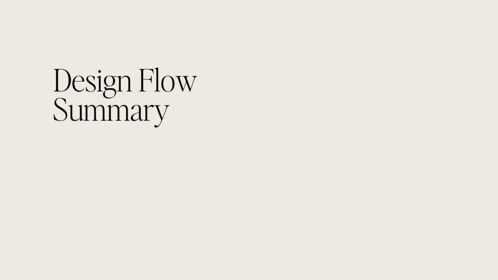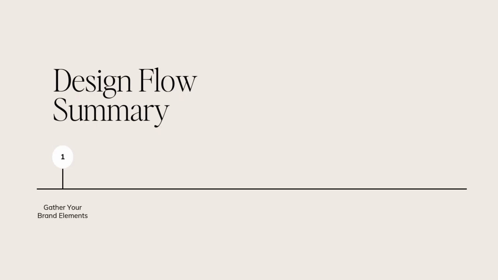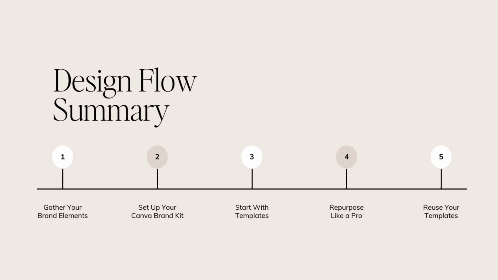So to summarize your simple, repeatable design system, you want to start with gathering all your design elements into one place. Next, you can set up your Canva Brand Kit with your logos, colors, fonts, and visuals. Then you can start designing, starting with relevant high-end templates like Hotstock. Next up, you'll want to take all your long-form content and repurpose it into smaller bite-sized bits that you can share on all your platforms. And then lastly, you can create a bank of on-brand templates that you can reuse for your future designs.